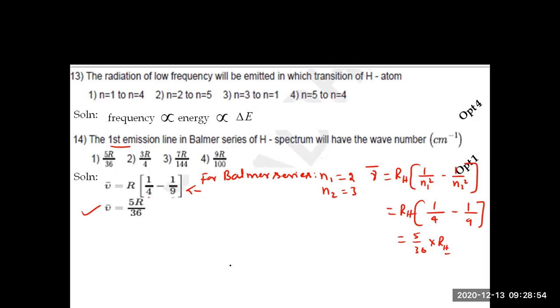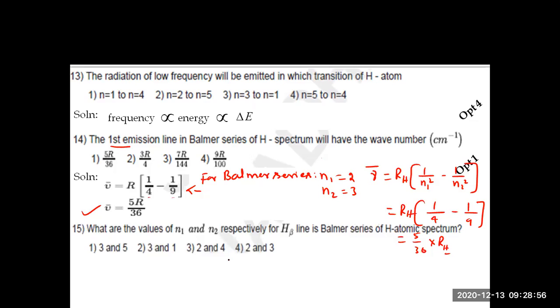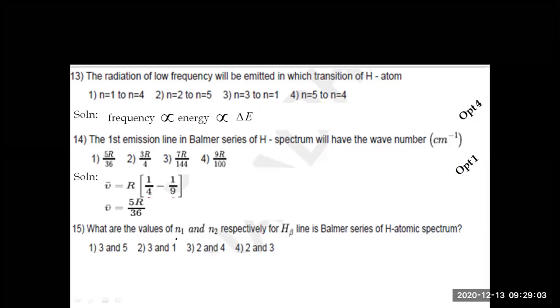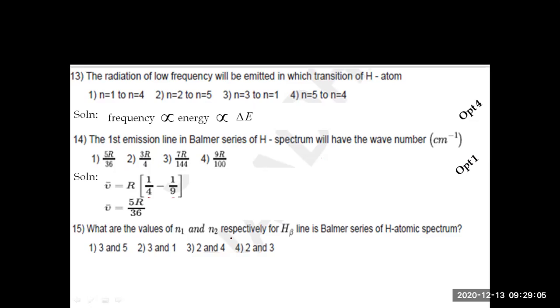Okay. 15th question. Let me erase this. What are the values of N1 and N2 respectively for the H beta line in the Balmer series of the hydrogen spectrum? Third option. Okay. See, there are 4 prominent lines of the Balmer series, bright lines, what we call.